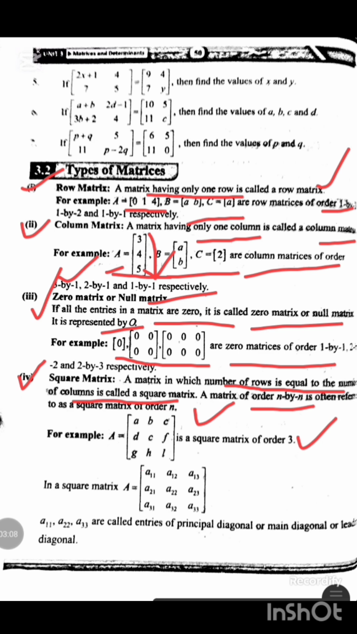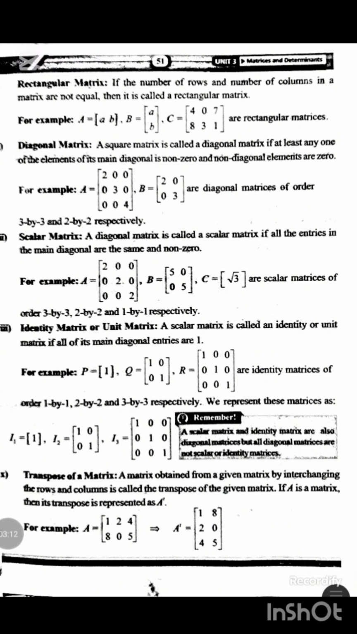Next we have another type, rectangular matrix. If the number of rows and the number of columns in a matrix are not equal, then it is called a rectangular matrix. For example, we have matrices A, B and C.